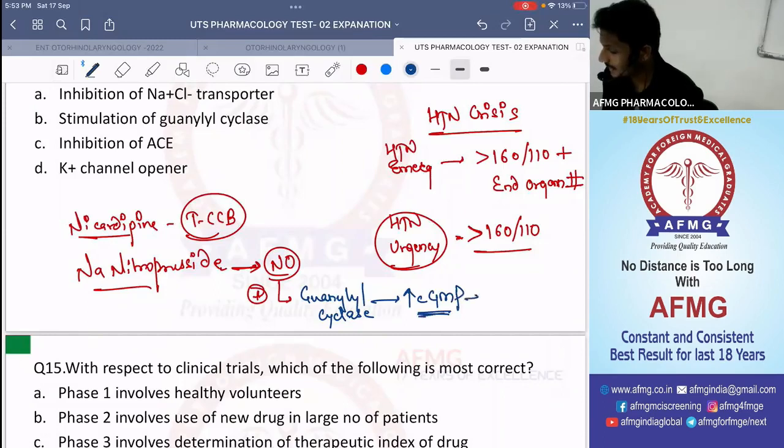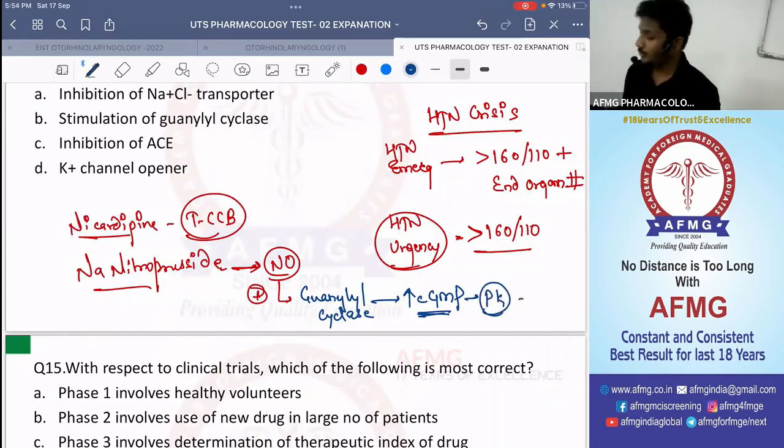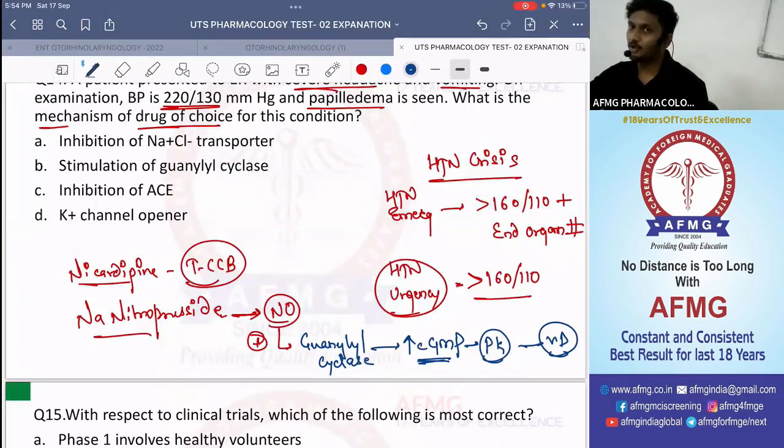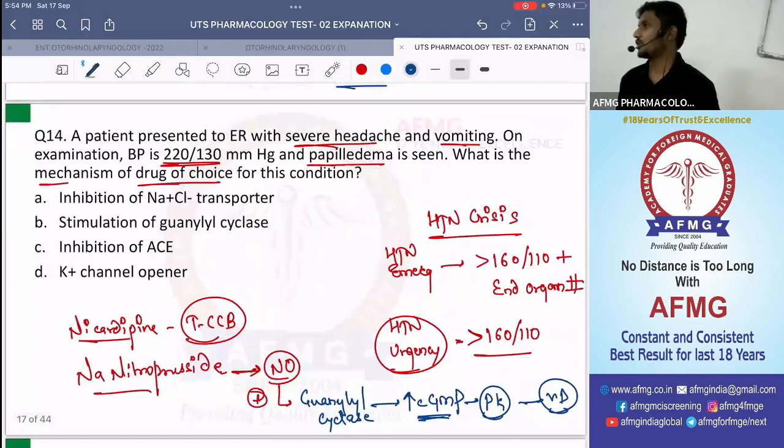Cyclic GMP activates the protein kinases. Due to that, as the protein kinases are activated, the phosphatase enzyme is inhibited, and therefore the patient will have vasodilation. The final action is vasodilation, and if vasodilation occurs, then that will lead to decrease in which load, pre or after? Both can occur. There can be decreased preload if the veins are getting dilated. There would be decreased afterload if the arteries are getting dilated. No issues with this, anybody?